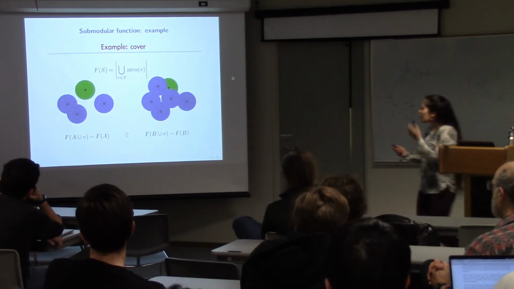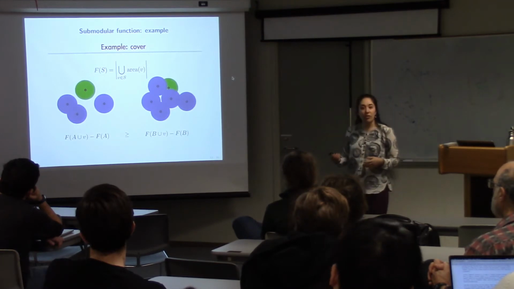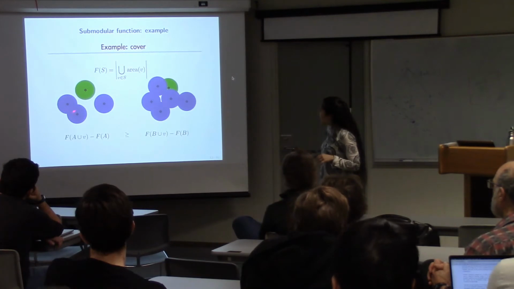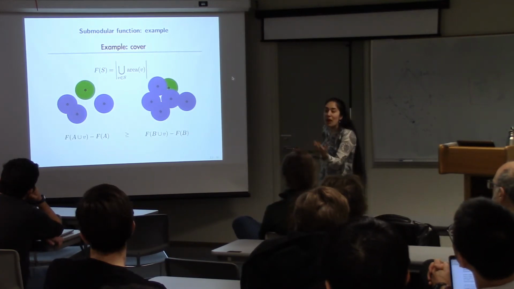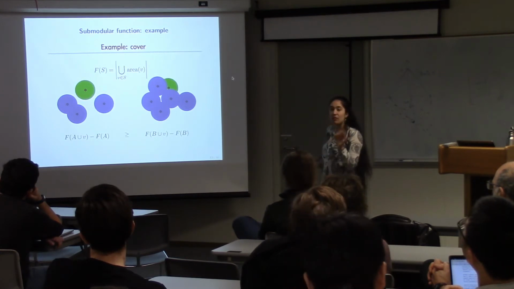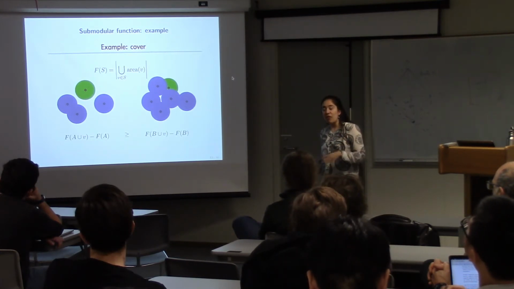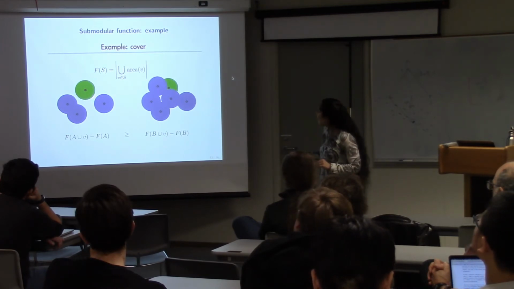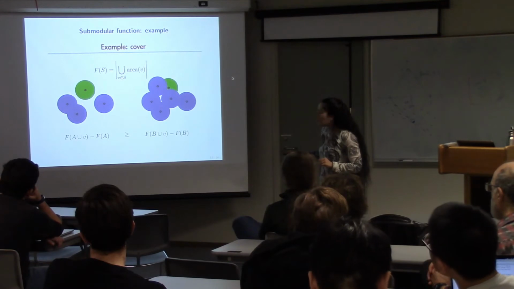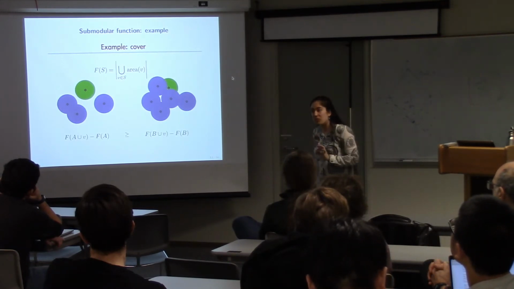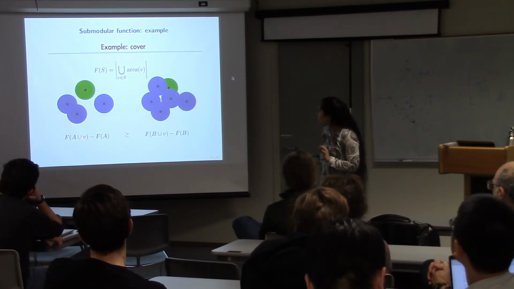Okay, so let me give you an example of a submodular function. Suppose we're looking at the cover function. Here the ground set represents these circles, and the function is going to compute the area covered by all the circles that we've selected. So let's say the purple circles on the left are the set A, and the green circle is the element v. So when we look at f of A union v minus f of A, that's exactly the area of this green circle.